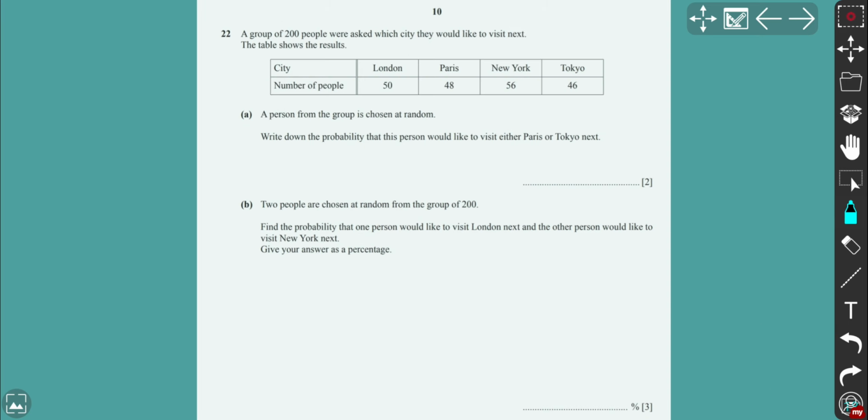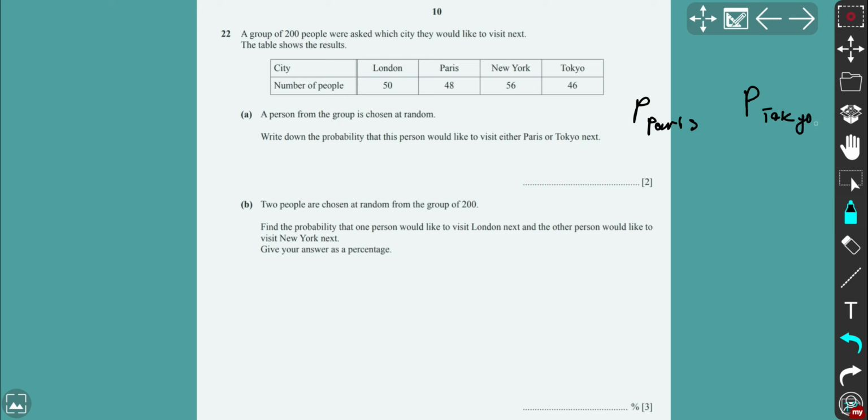Okay, next one. Question 22. A group of 200 people were asked which city they would like to visit next. A table shows the result. A person in the group is chosen at random. Write down the probability that the person would like to visit either Paris or Tokyo next year. Either means you always add the probabilities. So that's the probability for Paris and that's the probability for Tokyo.